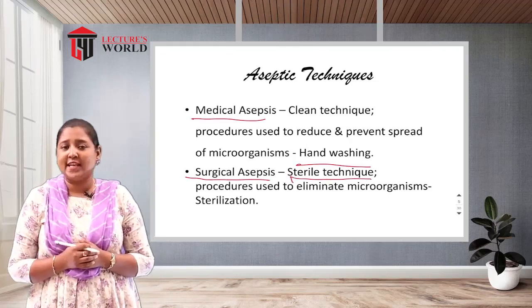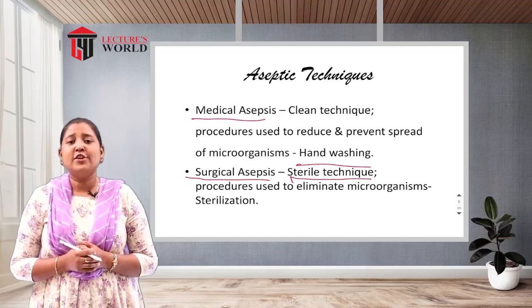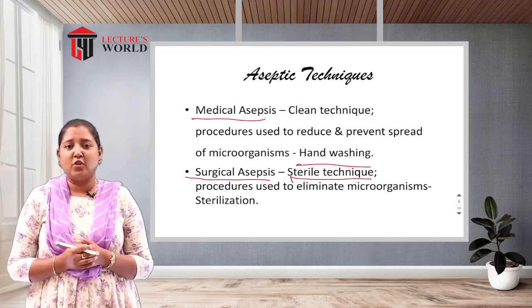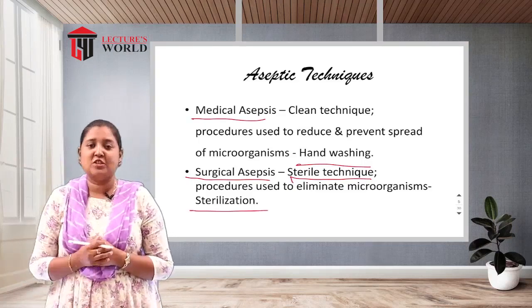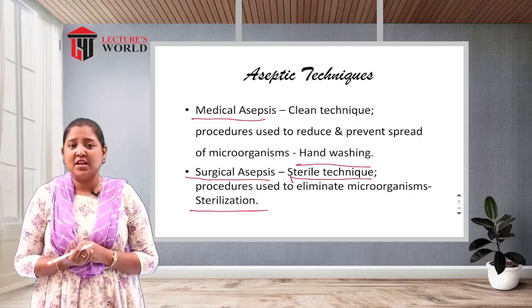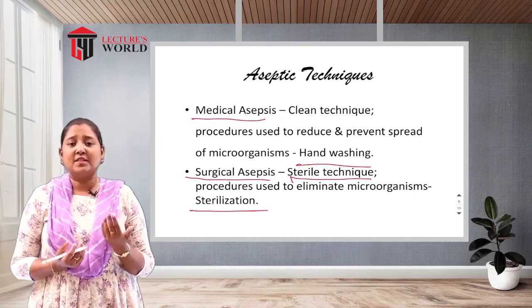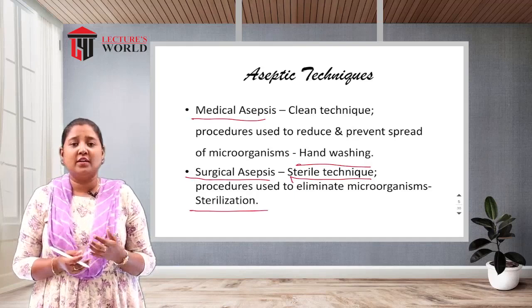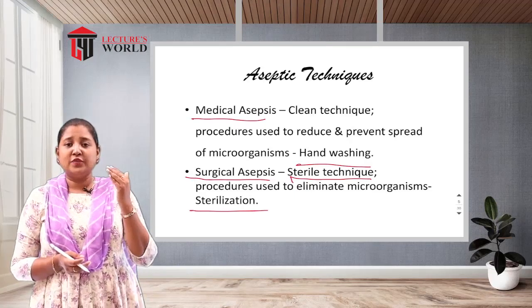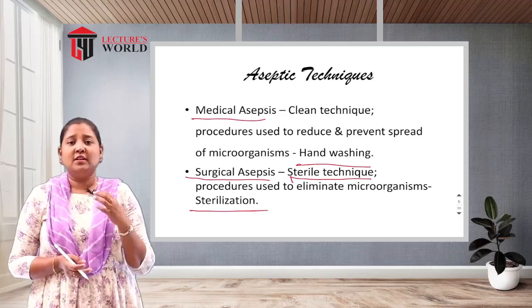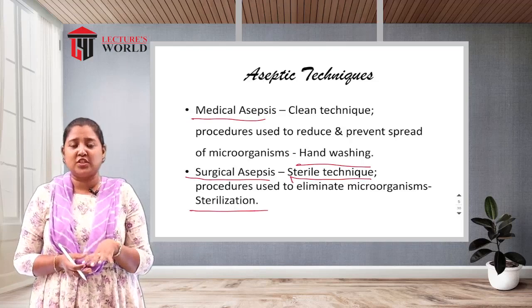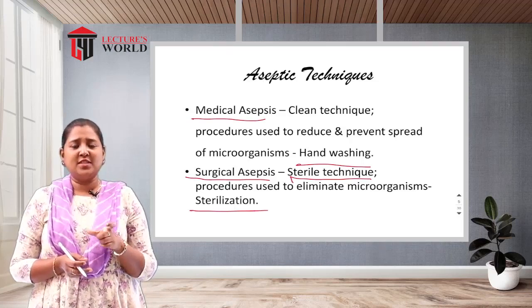It is not a clean technique, it is a sterile technique where you do thorough cleaning or thorough elimination of microorganisms using sterilization methods. What are the sterilization methods? We have physical sterilization, chemical sterilization. So physical sterilization is washing with soap and water and keeping the articles in the sunlight. The sunlight will fall on the utensils or equipment which we used for the patient. That will kill the microorganisms at a point.